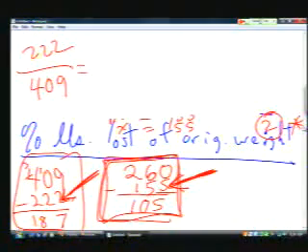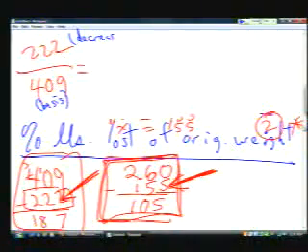Oh, by the way, remember I showed you percent of decreased problems with stocks? This is the same thing. It's kind of like a stock dropped $222. A stock was 409. This is really important. There's the basis. This is the decrease. Okay? And it's the decrease divided by the basis, isn't it?